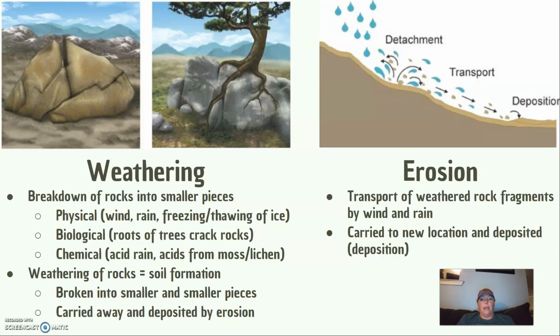As rock weathers, it breaks into smaller and smaller pieces, and those are slowly carried away and deposited by erosion. Remember that erosion is the transport of weathered rock fragments by wind or rain, and it's carried to a new location and deposited. So when those fragments are picked up, that's the transport piece, and then the deposition piece is when those small pieces of rock are then deposited somewhere new.